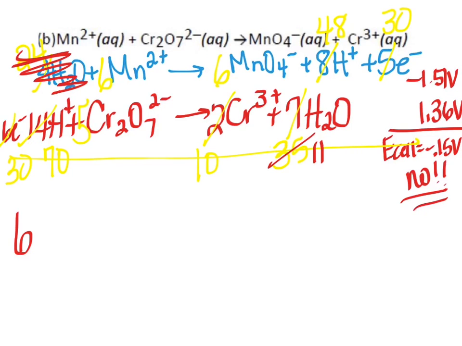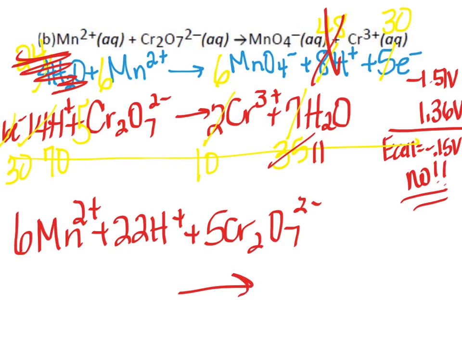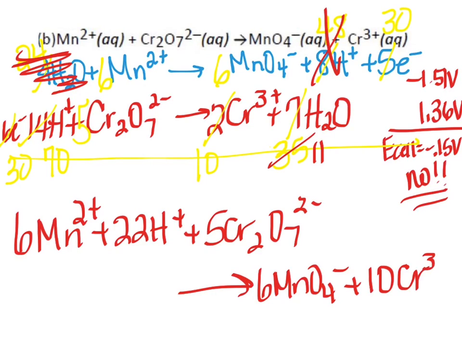So we have 6 Mn 2 pluses plus, let's see, 70 H pluses minus 48, 22? So 22 H pluses plus 5 dichromates gives me 6 MnO4s plus 10 chromium 3 pluses plus 11 waters.